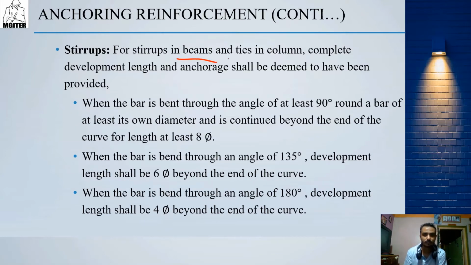The stirrups in a beam are tied in the column, for complete development length and anchorage of bars. The end bend through an angle of 90 degrees, round bar of at least one diameter and continue beyond the end of the curve. Its length is 8 times the diameter. When the bar is bent through the angle 135 degrees, and when the bar is bent through the angle 180 degrees, the development length shall be 4 times the diameter beyond the end of the curve.